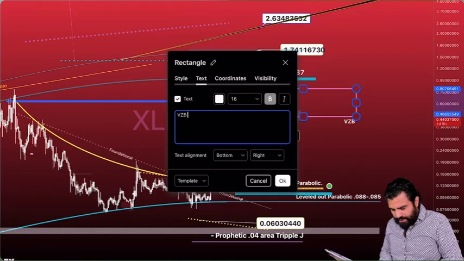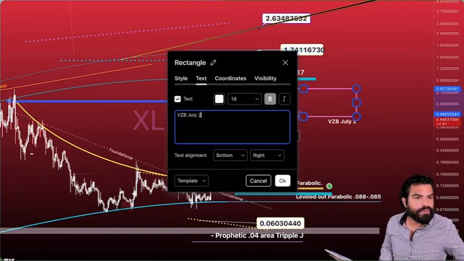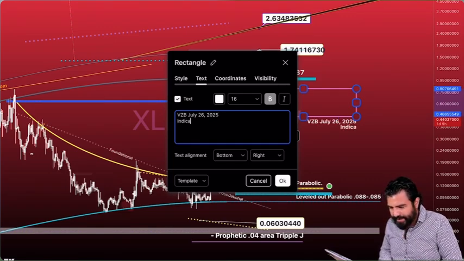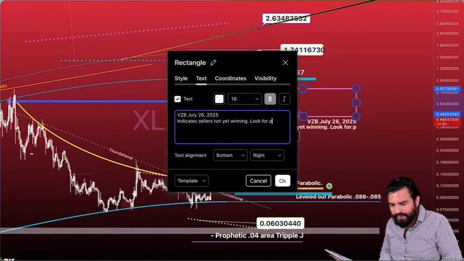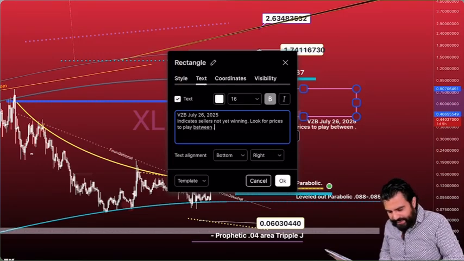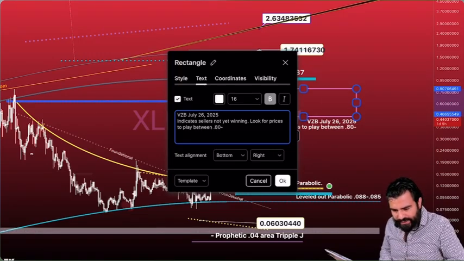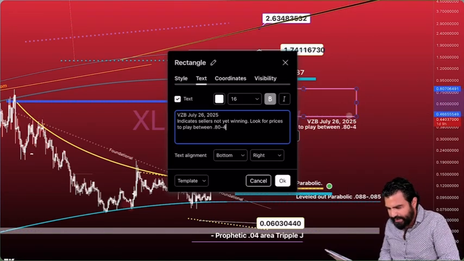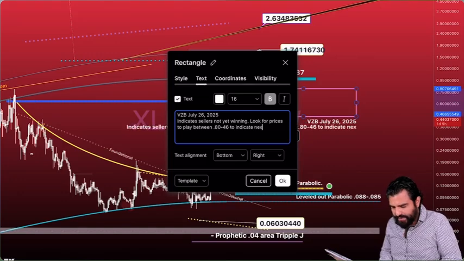VZB, and I'm going to put July 26th, 2025, indicates sellers not yet winning. Look for prices to play up to 80 cents. Current price is 44 to 46 cents, so 46 cents, to indicate next move.